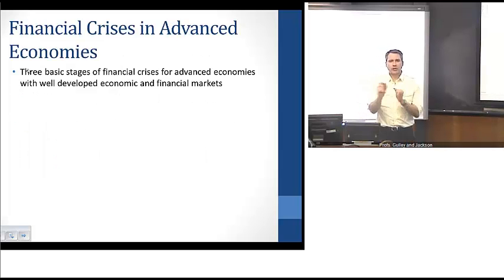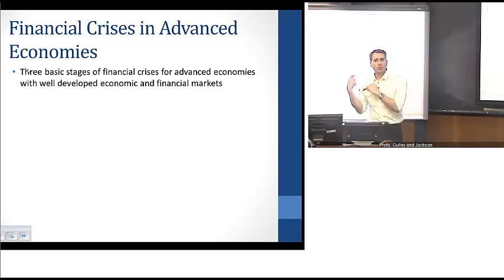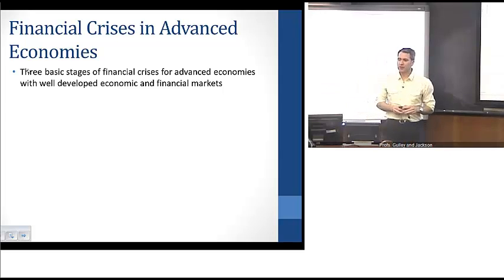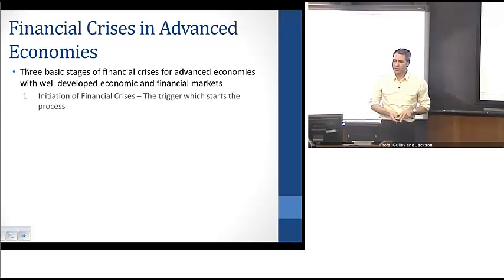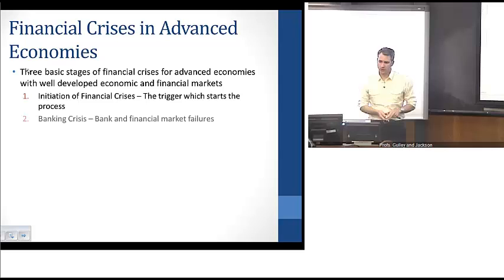So there's two ways we can look at that. We can look at financial crises in advanced economies and emerging market economies. I'll talk very briefly about emerging market economies at the end, but we'll focus mostly on advanced economies and the structure of financial crises in these economies. There's three basic stages. The first is initiation of the crisis, so in other words, what triggers the crisis.